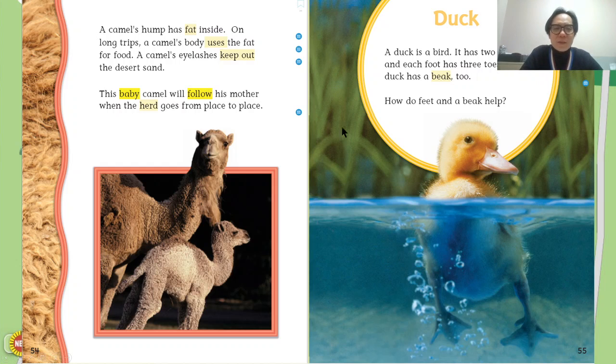Now, who is this? It's a duck. A duck is a bird. It has 2 feet, and each foot has 3 toes. A duck has a beak too. How do feet and a beak help a duck?